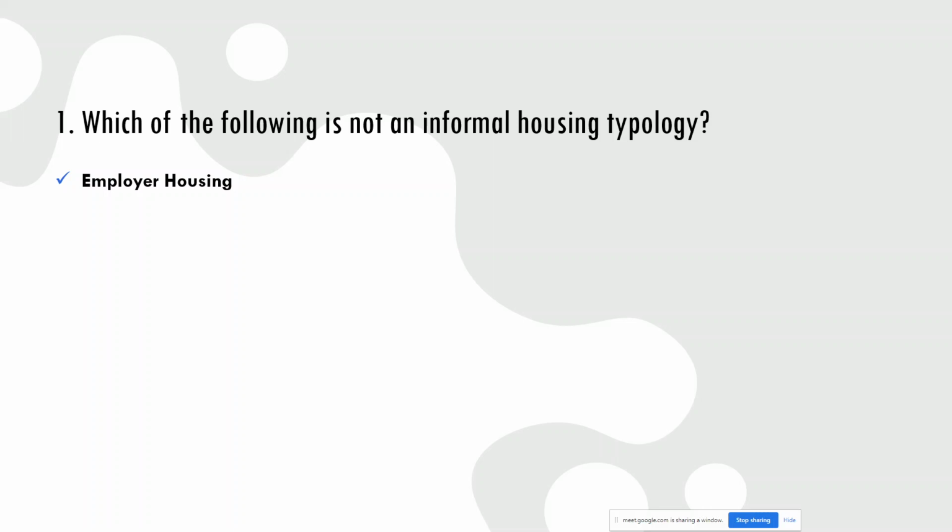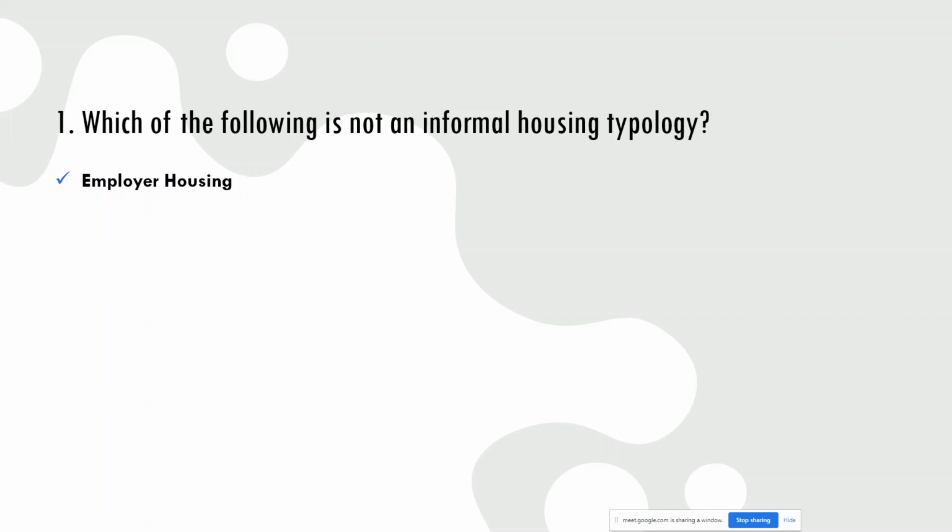Employer housing, as we discussed in the previous lesson, usually comes under the category of institutional housing, where the employer tries to provide some kind of residences to the employees of his or her particular firm or company or maybe the society. So whenever these people reside in this kind of institutional houses, it forms a formal housing typology.